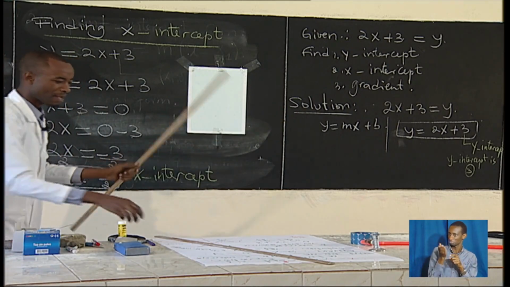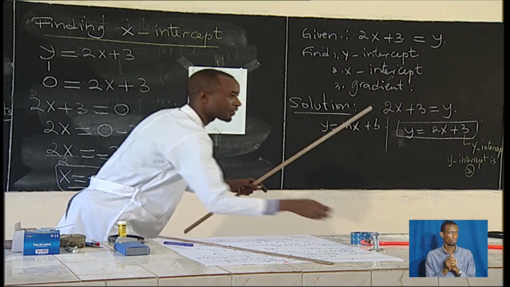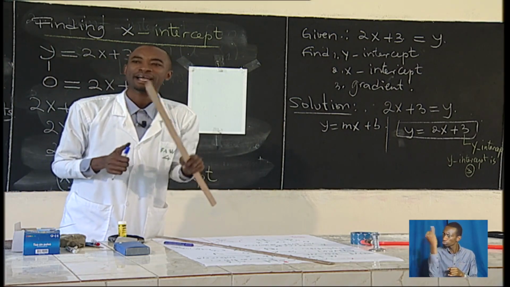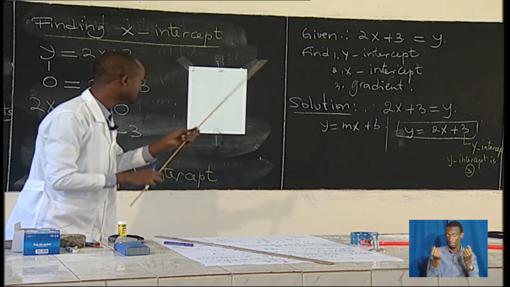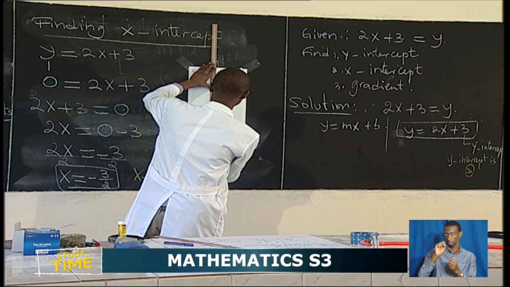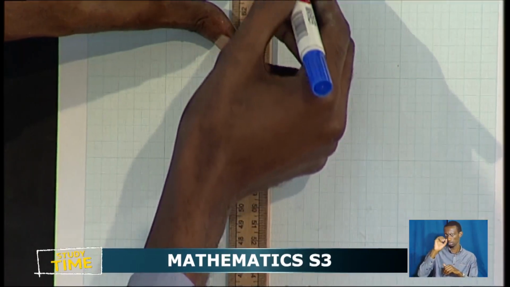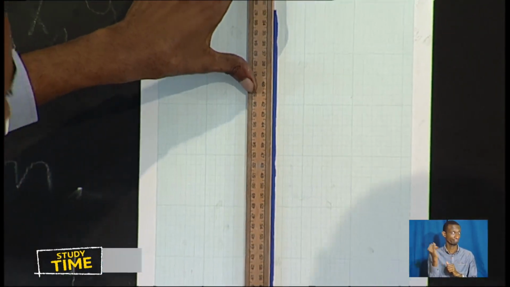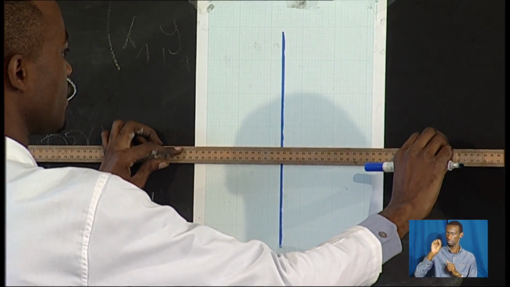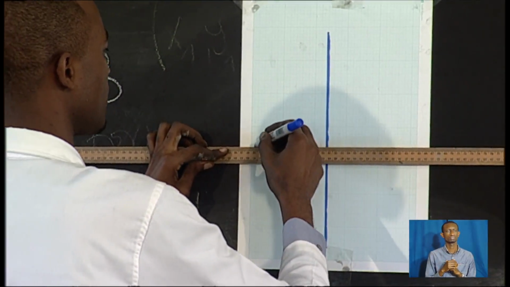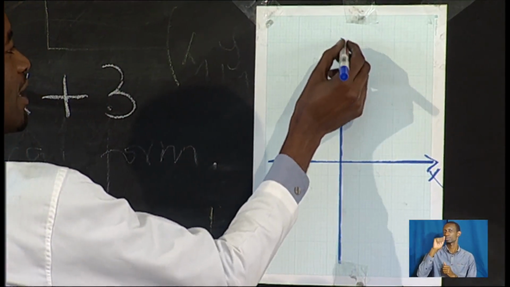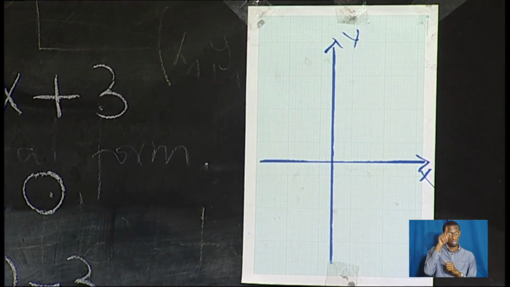Okay? Now, remember when you are drawing, you need to have x-axis and y-axis. Let's make it. This is y-axis. This is x-axis. This is x, and this is y-axis.